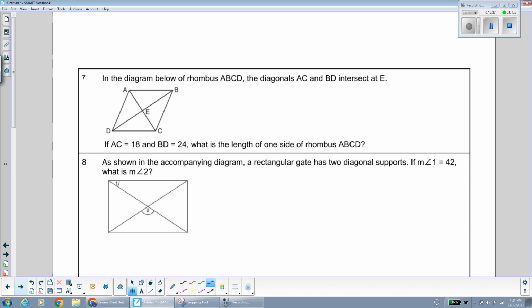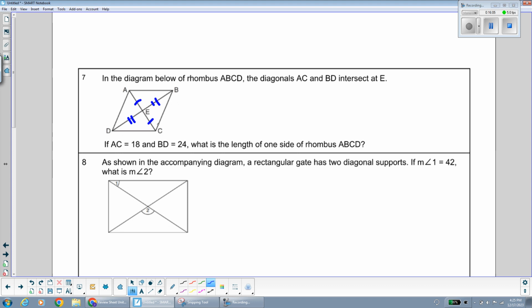Okay, number 7. So over here we have AC, which is the length of this entire diagonal, is 18. And we have BD, which is the length of the other entire diagonal of this rhombus, is 24. But remember, a rhombus has all the properties of a parallelogram. So I know that the diagonals bisect each other, which means that each of them is being split into 2 equal parts. So instead of writing 18 and 24, I'm going to write what each half is.